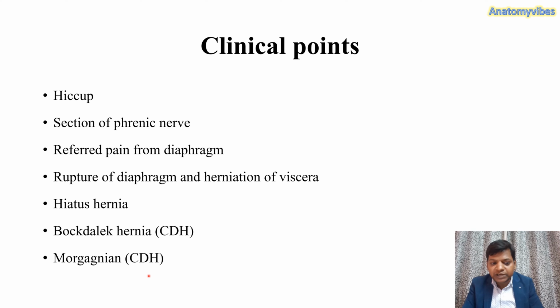How you can remember? Morgagnian behind the sternum, M for medial. So medially if hernia is happening, that is the Morgagnian hernia, congenital type. Means from the birth it is causing. Weakness is there since birth. Bochdalek, posterolateral, lumbocostal triangle, B for back. So that is posterolaterally weakness is there, that is causing Bochdalek hernia. So hope it is clear.